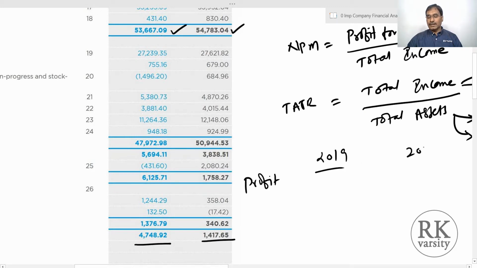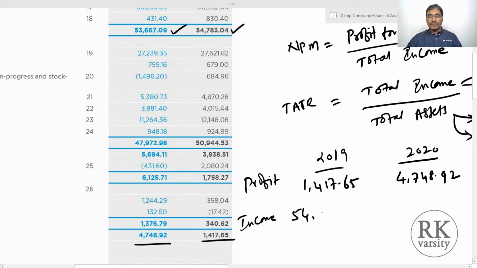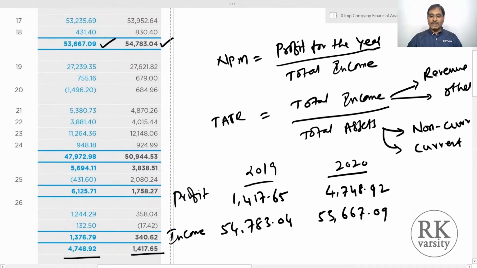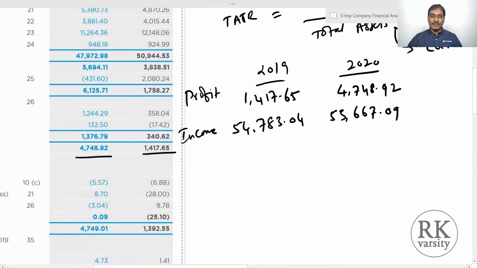So this is profit for the year for 2019 and 2020. Profit is 1417.65 for 2019, and for 2020 profit is 4748.92, and total income is 54,783.04, whereas for 2020 this is 53,667.09. Using these values we'll calculate net profit margin, and to get net profit margin in terms of a percentage, we multiply this with 100.